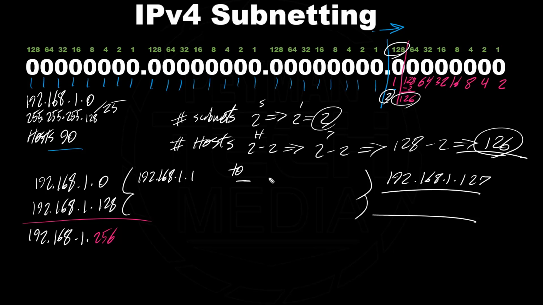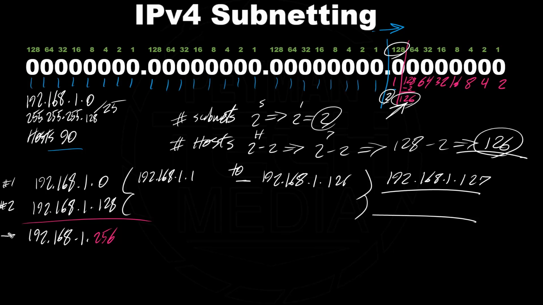192.168.1.1, and it goes to 192.168.1.126. So 1 to 126, and here we can see 126 available IP addresses per subnet. How many subnets? 2 subnets we see. This is subnet number 1, subnet number 2.